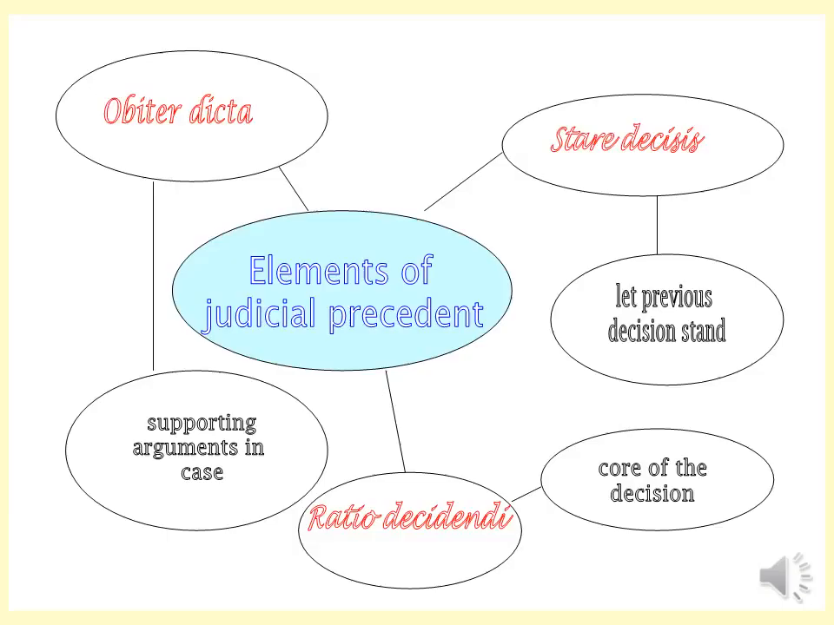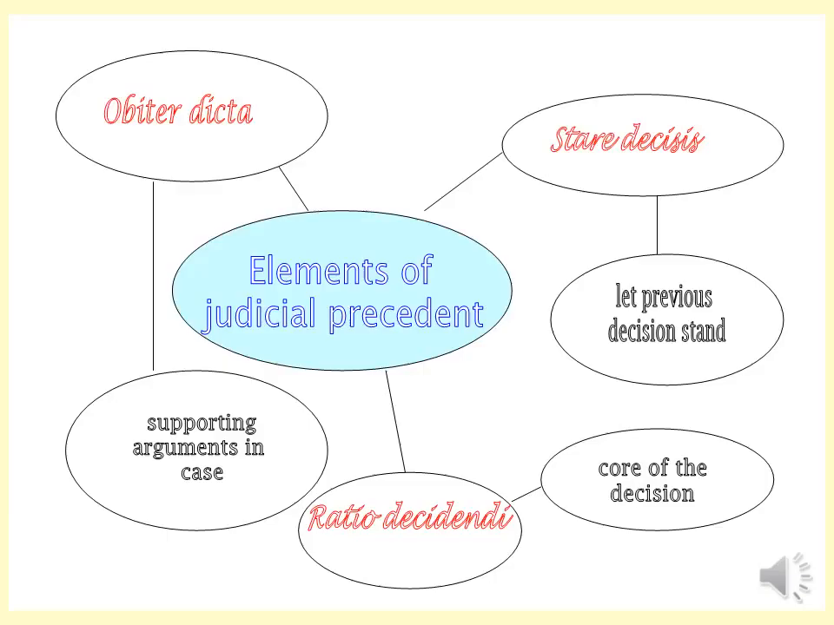So it can be broken up into its individual elements. In the top right, you can see stare decisis, let the previous decision stand. And each decision is split up into two parts. You have the ratio decidendi, which is the core of the decision, the legally binding part. And this means that later judges, who are lower down in the hierarchy usually, are bound to follow it. So they're forced to follow this previous decision and they can't choose whether or not they want to.